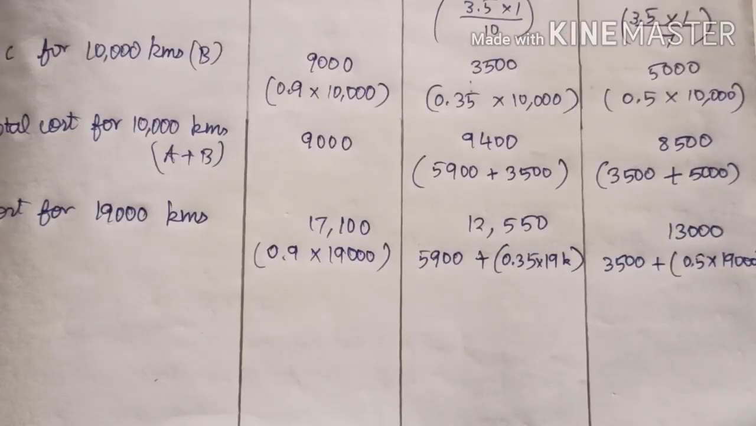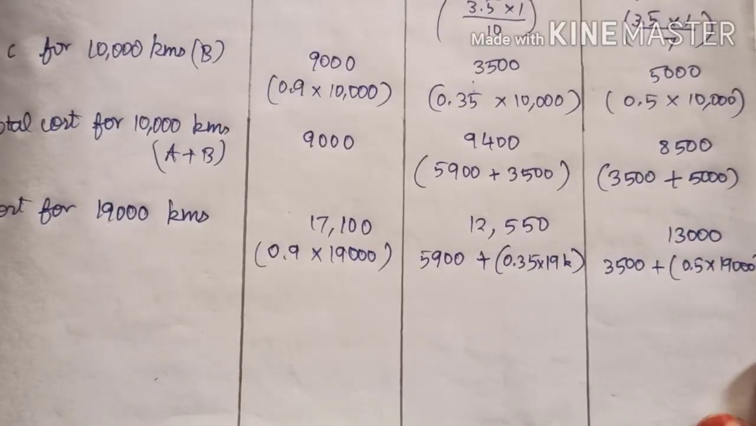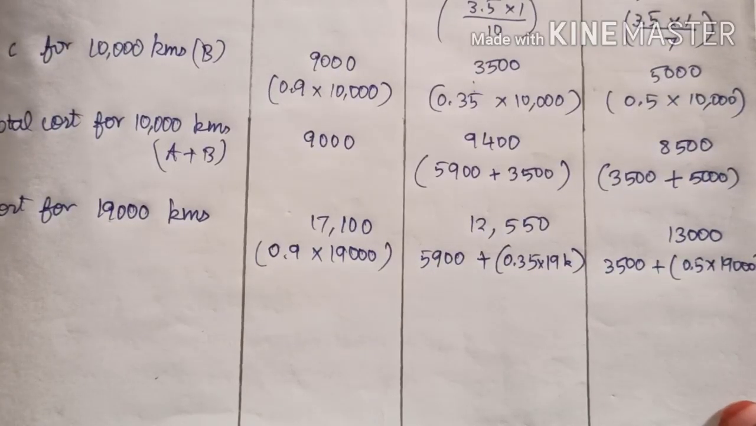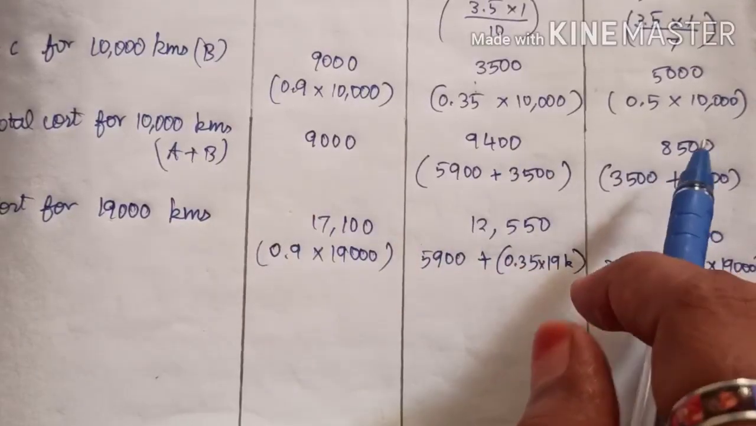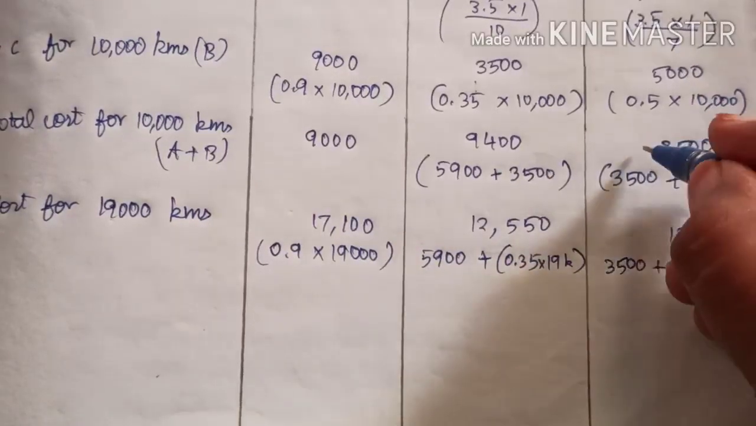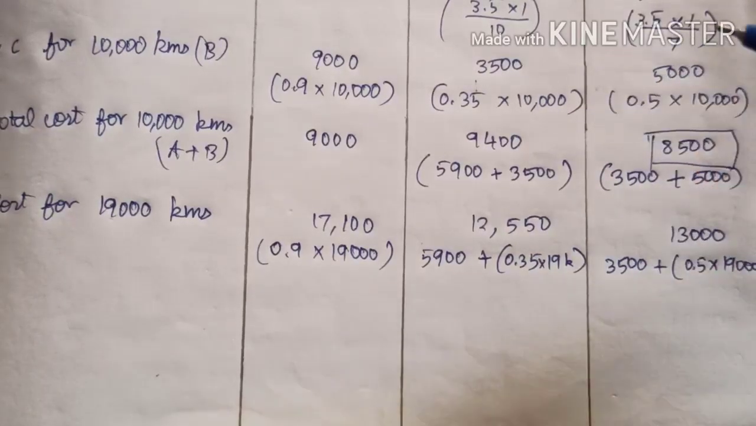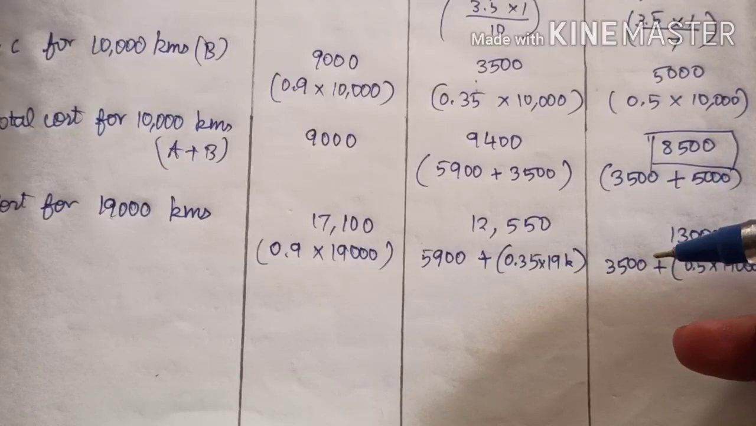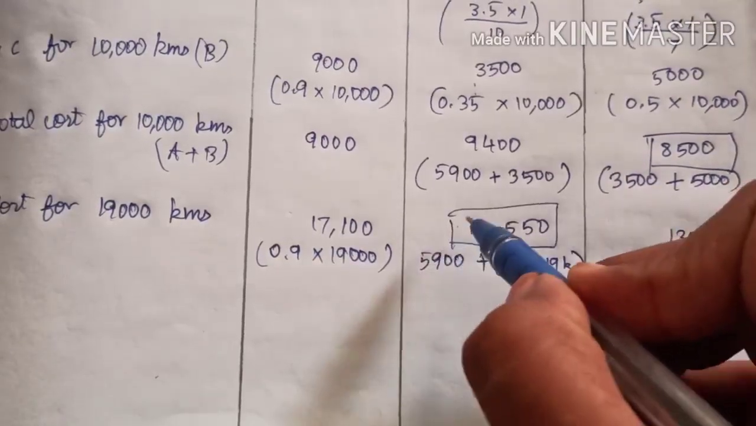And then our first question is, at 10,000 kilometers, which car will be cheaper? You see here, which one is cheaper? 8,500. That is, old big car is cheaper. Then the second question is, at 19,000 kilometers, which one is cheaper? See, new small car is cheaper.